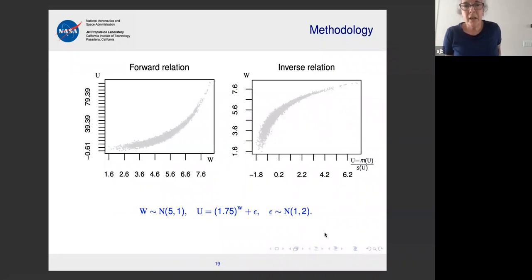Here's a really simple example in two dimensions. I have two variables, W, which you might think of as being like the state vector, and U, which you might think of as being like the radiance. And I tried to make it kind of nasty, meaning nonlinear and heteroscedastic. The forward relation looks like that. The inverse relation is just swapping the axes. And when I swapped the axes, I also rescaled the U variable for some amount of convenience. Here, U is just a function of W.